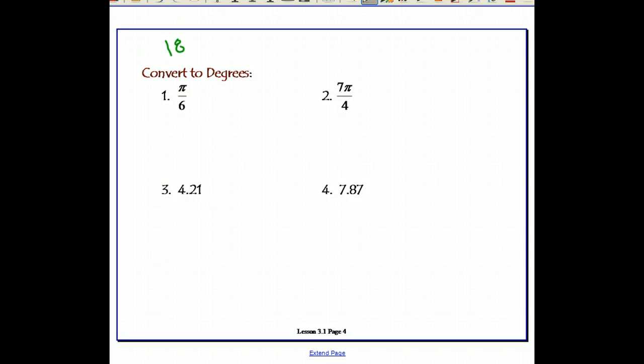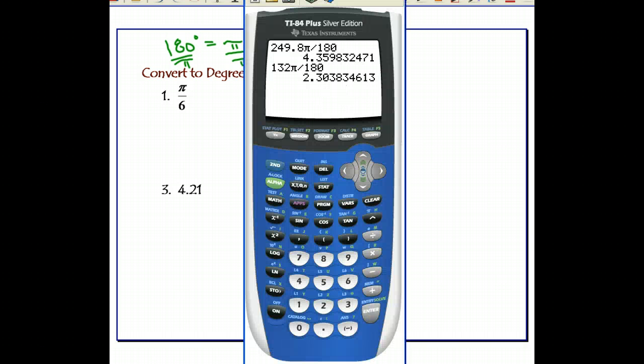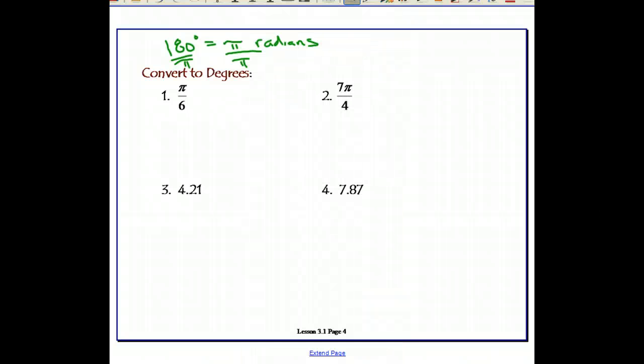And so let's think about this for a second. 180 degrees, we said, is the same thing as pi radians. So if we divide both sides by pi, we get 180 divided by pi. And let's see what 180 divided by pi is. And a radian is 57, it doesn't come out exact, but about 57.3 degrees. So 1 radian is approximately 57.3 degrees.